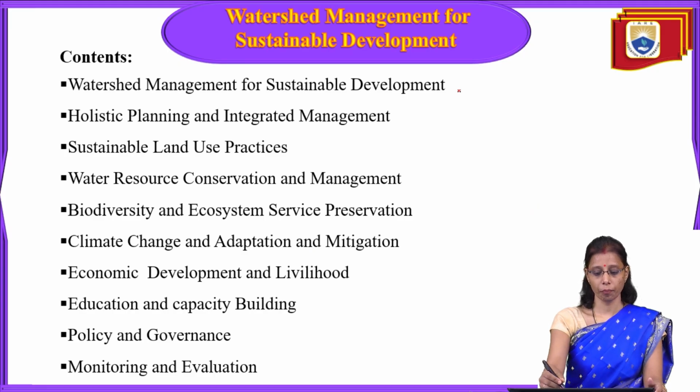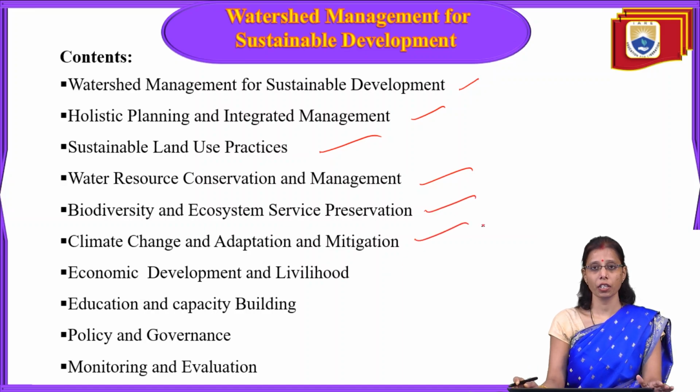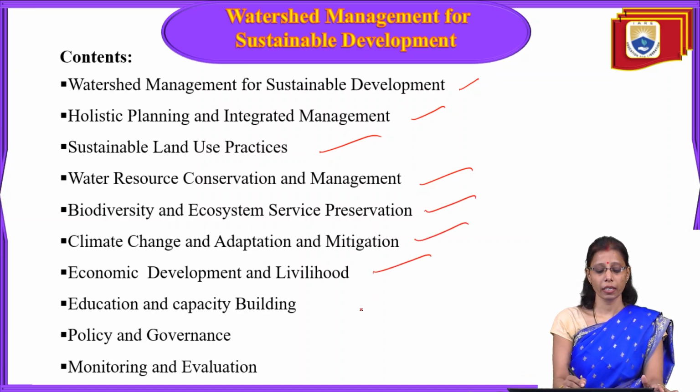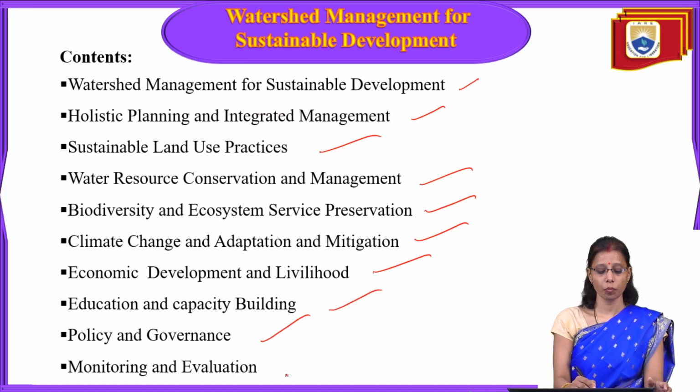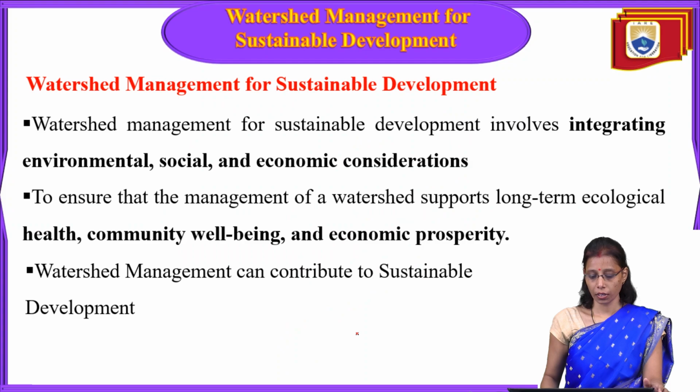These are the contents which we are going to study: watershed management for sustainable development, holistic planning and integrated management, sustainable land use practices, water resource conservation and management, biodiversity and ecosystem service preservation, climate change adaptation and mitigation, economic development and livelihood, education and capacity building, and policy governance, monitoring and evaluation. We are going to discuss all this now. So first of all, let us understand watershed management for sustainable development.